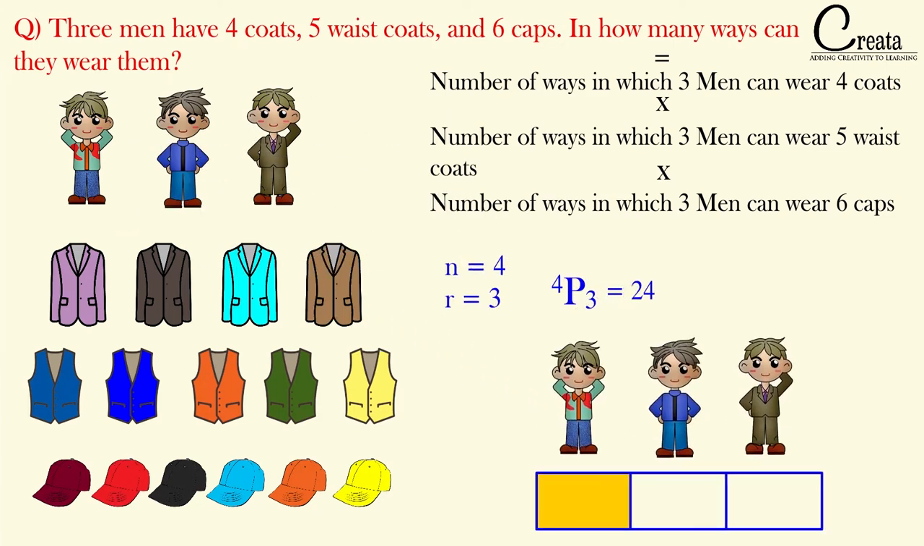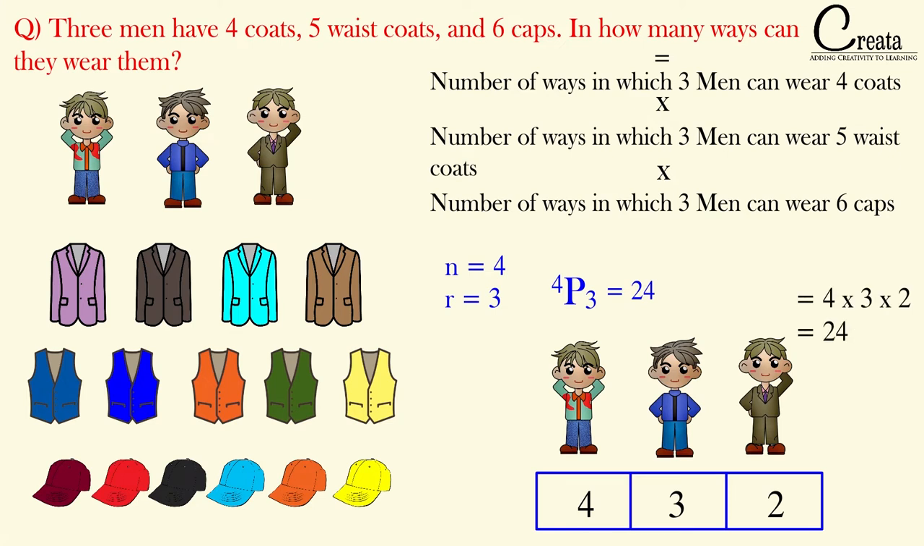In the first slot, that is, the first person has the choice to wear any of the 4 coats. The second person will have the choice of 3 coats because the first coat has already been chosen by the first person. And the third person will have the choice of 2 coats. So we got the answer as 4 into 3 into 2, that is 24.